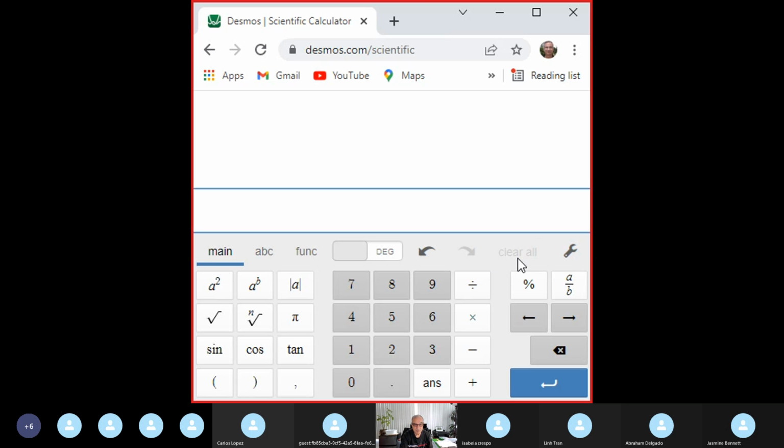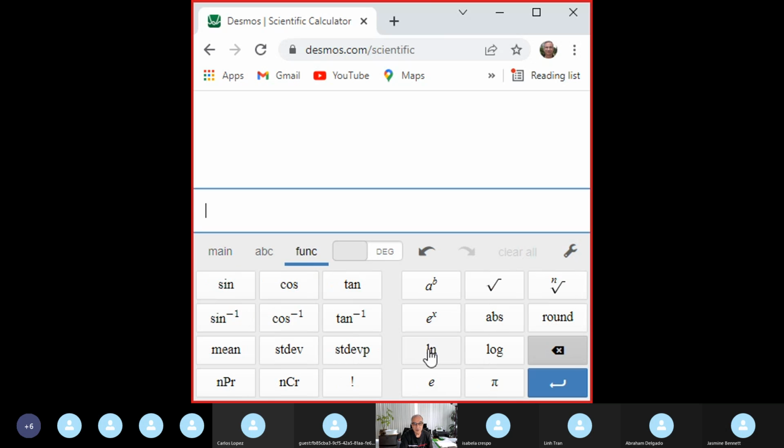Okay, now clear. So my problem is the natural logarithm function, natural logarithm. And inside the natural logarithm, we have a fraction.